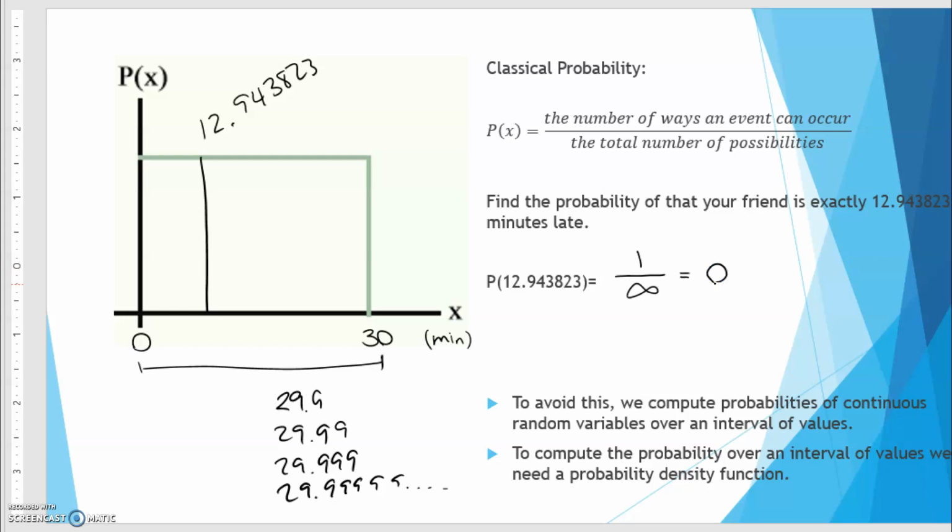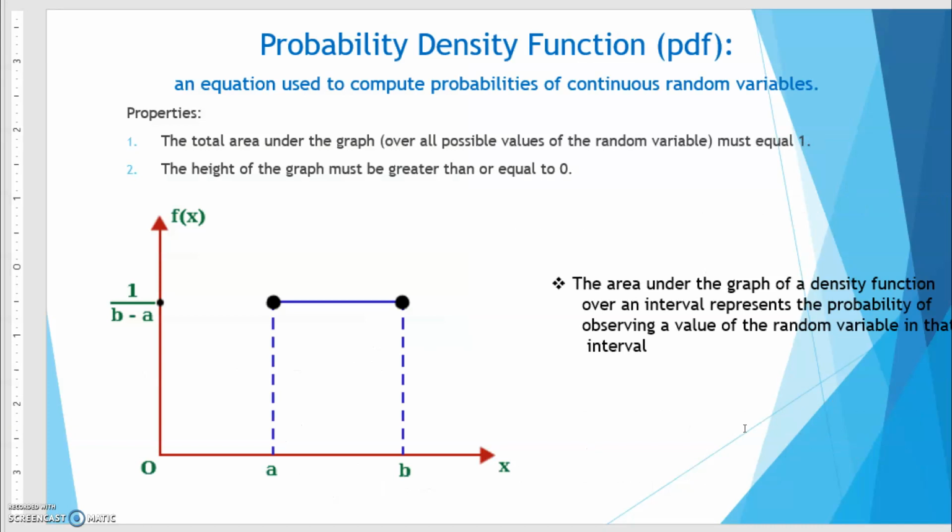Okay? So that creates a problem for us. To avoid having the probability of one event come out to 0, because then there wouldn't be any point in finding the probability if all of them are going to come out to 0, we compute probabilities of continuous random variables over an interval of values. We don't look at the probability of just one number, but an interval of numbers. That's how we're going to fix this.